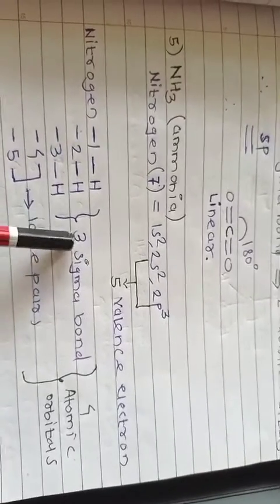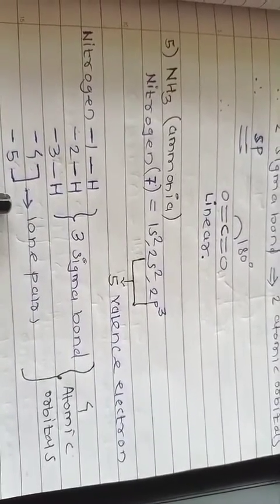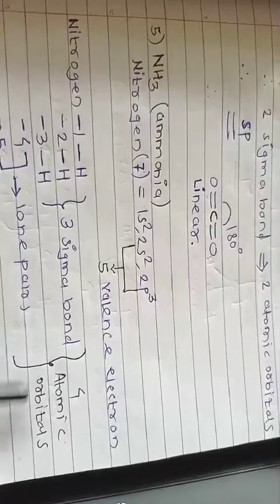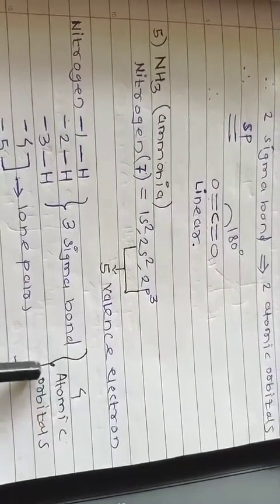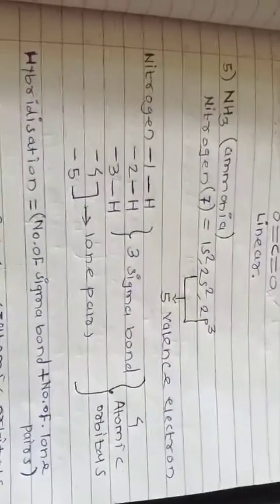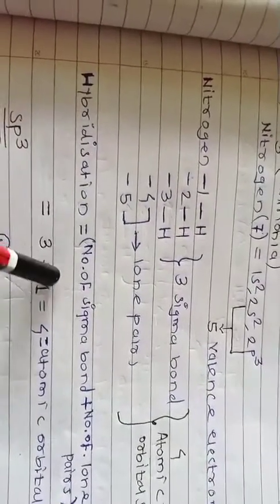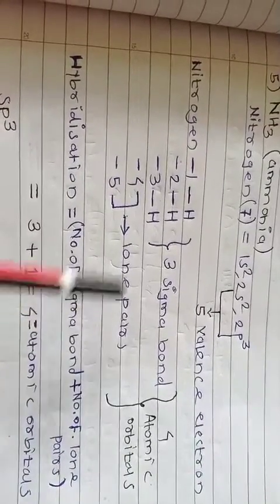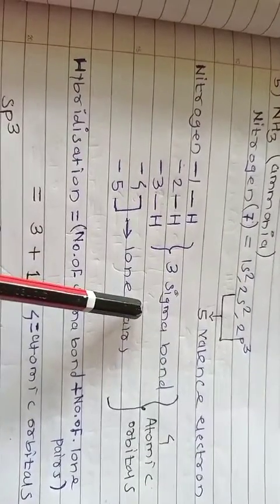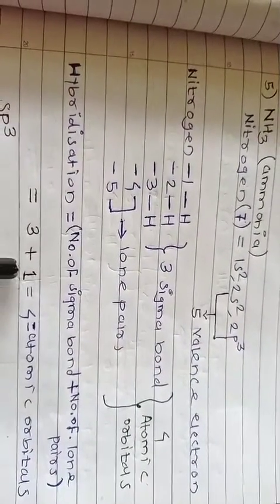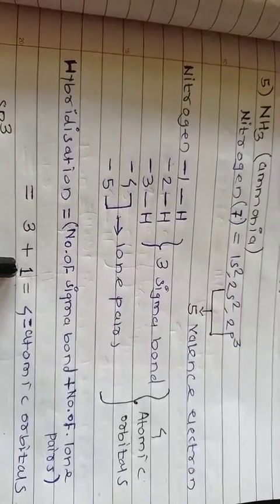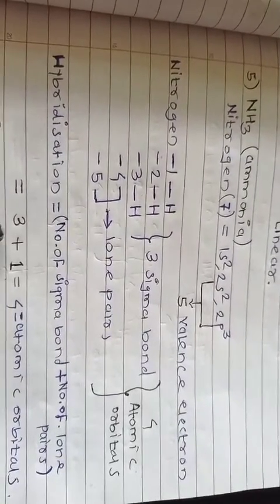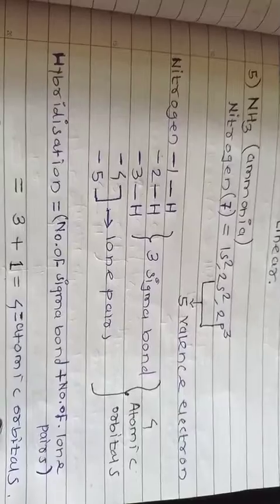So in ammonia there are 3 sigma bonds and one lone pair, that is a non-bonding pair of electrons. Therefore 3 sigma bonds plus one lone pair make 4, that is 4 atomic orbitals. We know the formula for hybridization: hybridization is number of sigma bonds plus number of lone pairs. In this example there are 3 sigma bonds, formed by 3 hydrogens with the nitrogen's 3 valence electrons, and one lone pair, made by 2 electrons, that is non-bonding electrons. So one lone pair and 3 sigma bonds equal 4.